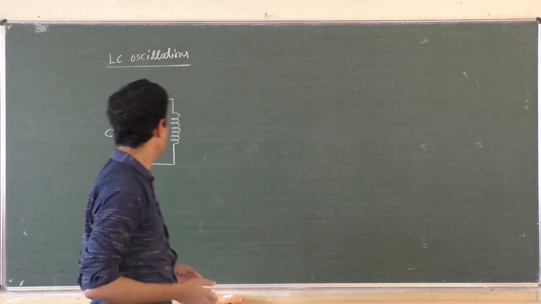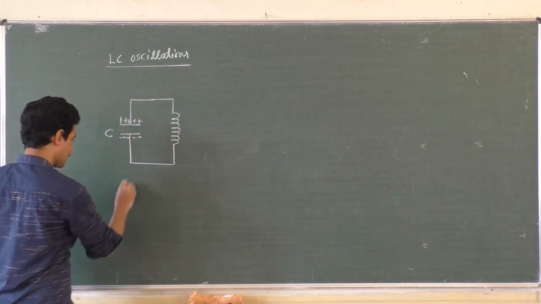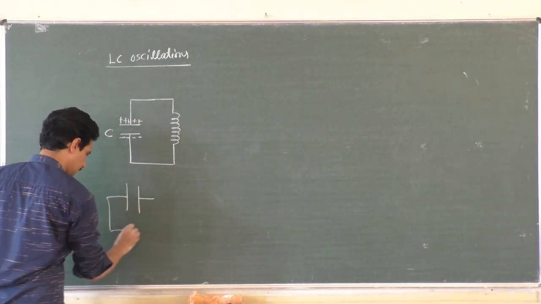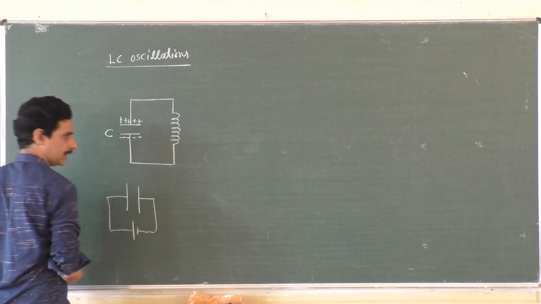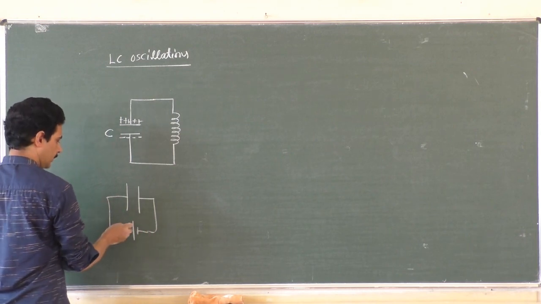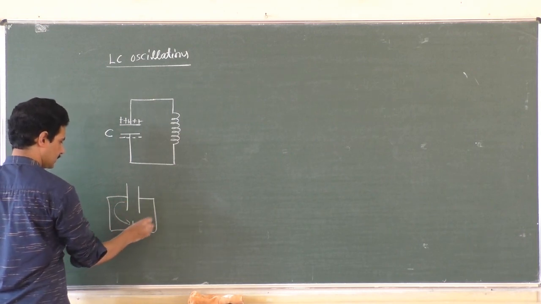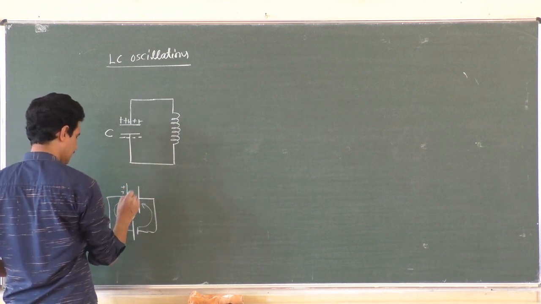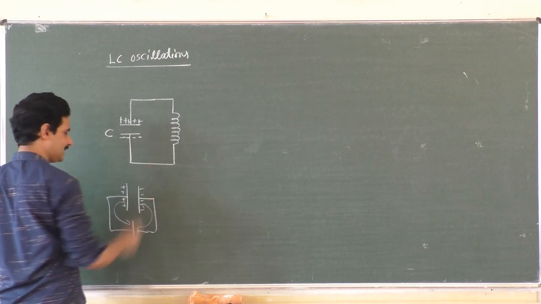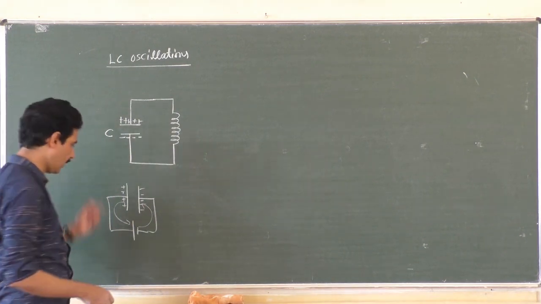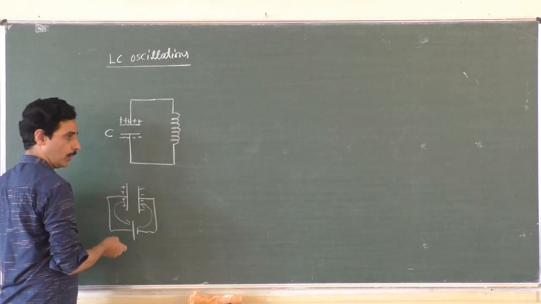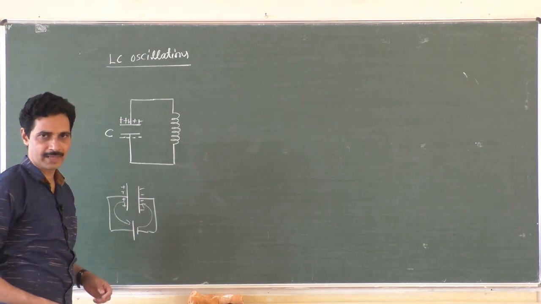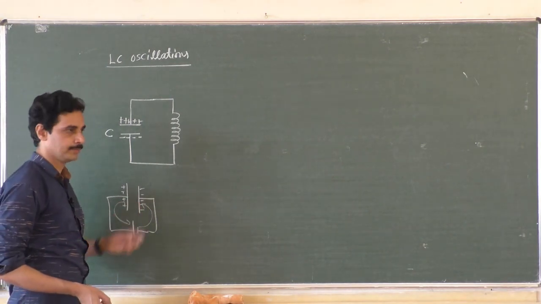What happens? When you charge the capacitor, the battery has done the work and sent the electrons from one plate to another. As soon as you switch it on, the positive of the battery attracted electrons, and the negative put them in the other plate, so this has become positively charged. As it loses electrons, this gains electrons and becomes negatively charged. Now, can these electrons come back? No, the battery will not allow them to come back. The battery has done the work in sending them like this.